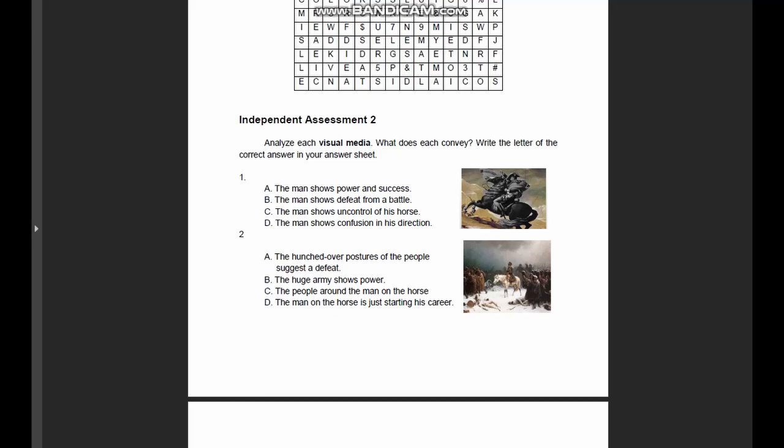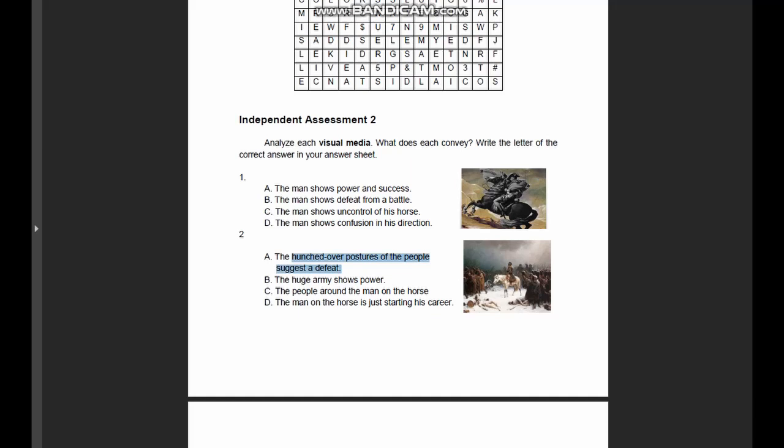Number 1, what does the photo convey? A, the man shows power and success. B, the man shows defeat from a battle. C, the man shows lack of control of his horse. Or D, the man shows confusion in his direction. Number 2, the second picture, what does it convey? What is the meaning behind this picture?